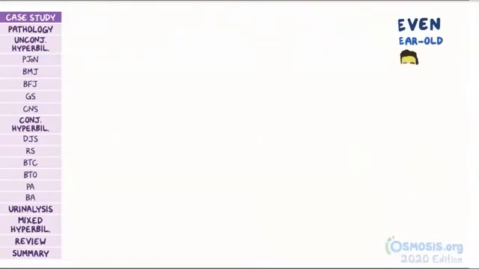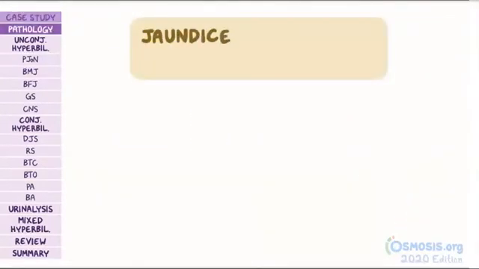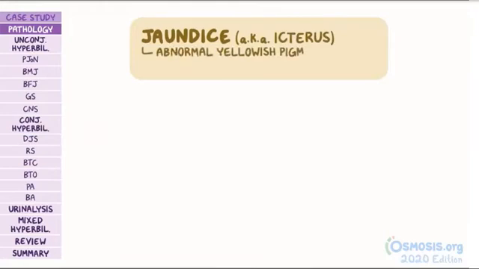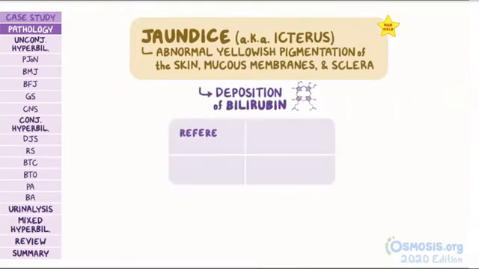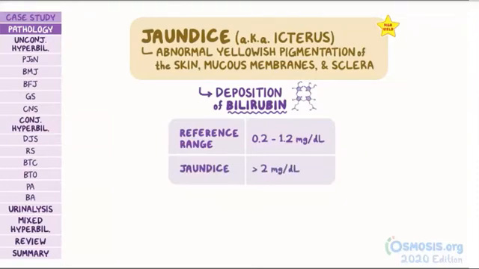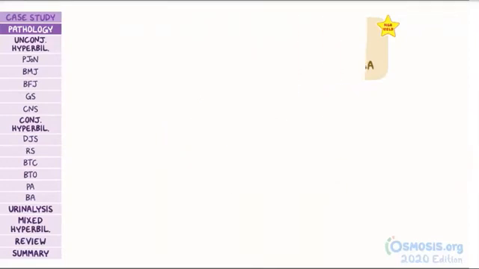Now, both Christine and Stephen have jaundice, but the underlying cause of their problem is different. Jaundice, also called icterus, is the abnormal yellowish pigmentation of the skin, mucous membranes, and sclera due to the deposition of bilirubin. The reference range for total bilirubin is 0.2 to 1.2 milligrams per deciliter, while jaundice typically occurs when total bilirubin levels exceed 2 milligrams per deciliter. Now, for your exam, it's crucial to know the metabolism of bilirubin.